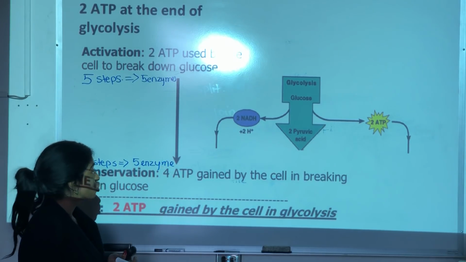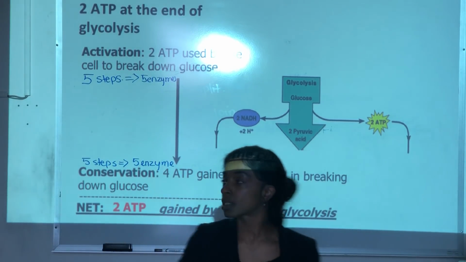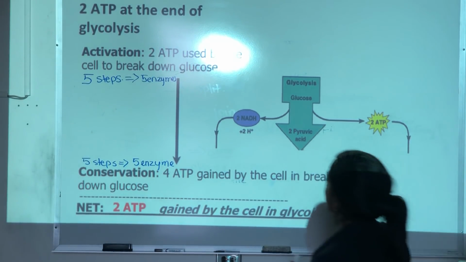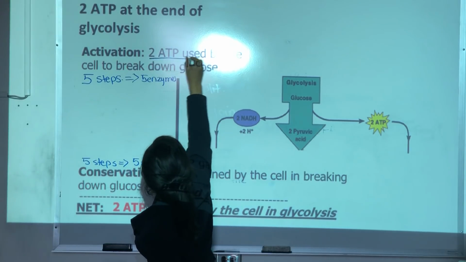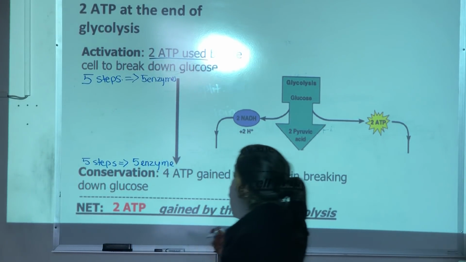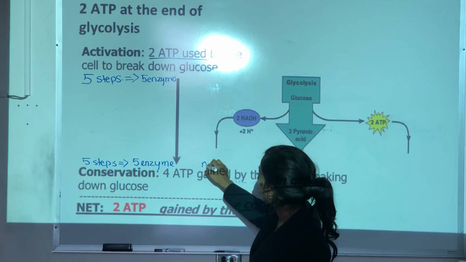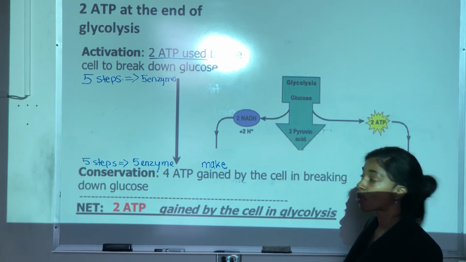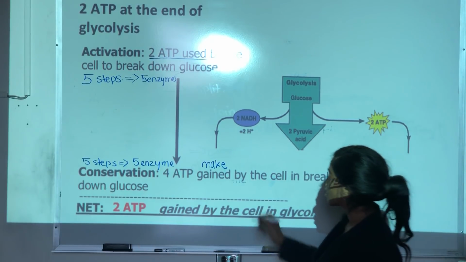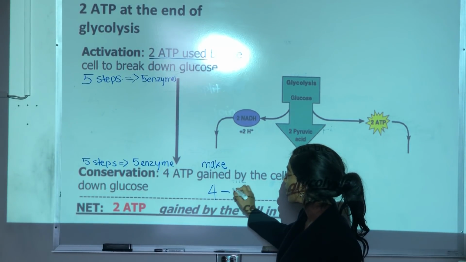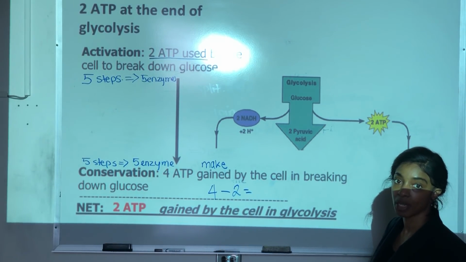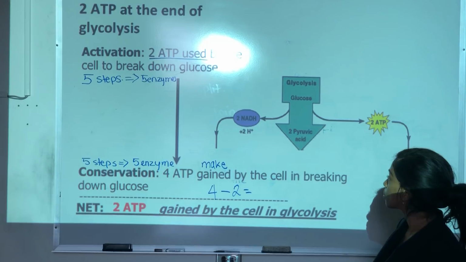Right, so in this process, if we look at the activation, we use 2 ATP. So the cell uses this. It's going to spend it, but in conservation, it's going to make energy. All right, so the cell gets energy. It will make 4 ATP. So altogether, if we subtract the 2 from the 4 that it gained, we will get a net gain of 2 ATP. All right, so this is something that we talked about.